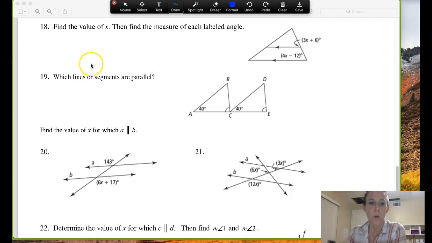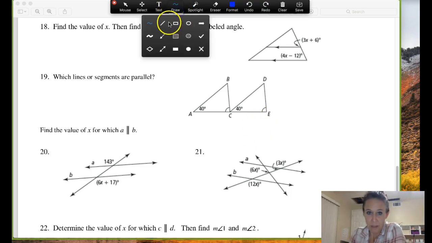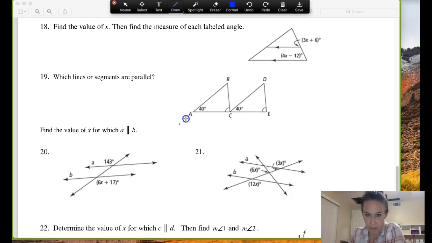Careful with this. Which lines or segments are parallel? So we have AB and CD. We also have BC and DE. So we need to figure out based on the markings which are parallel. Let's highlight what we're looking at. This is kind of confusing with the drawings, so draw them out and highlight them.